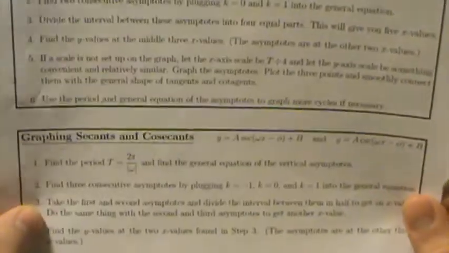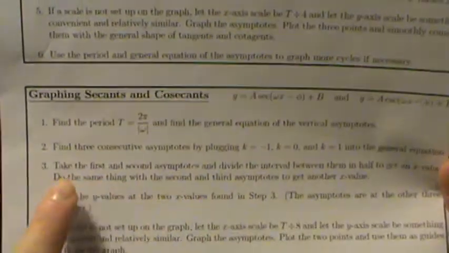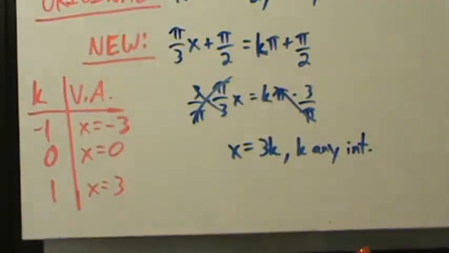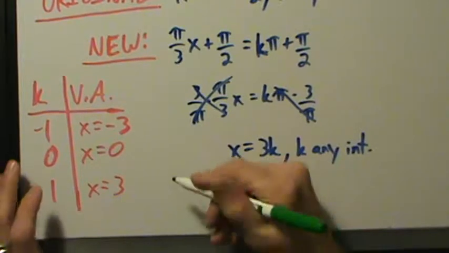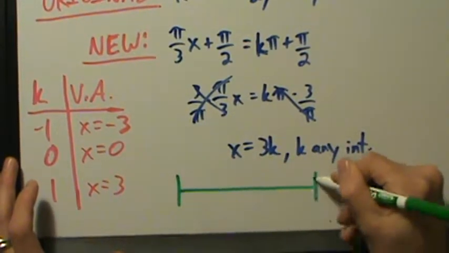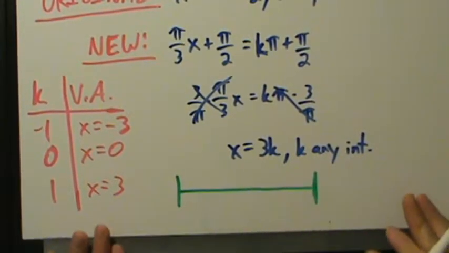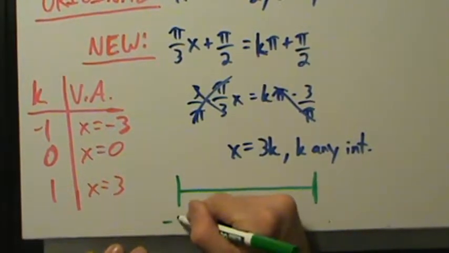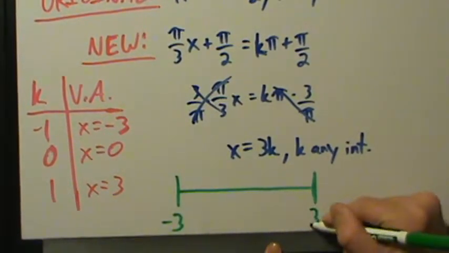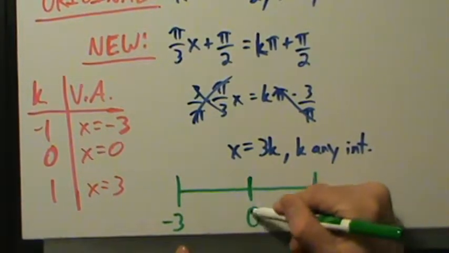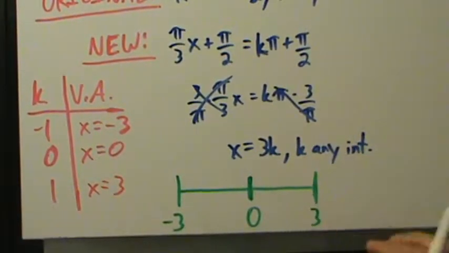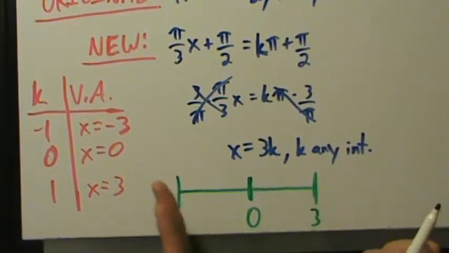Now step 3, take the first and second asymptotes and divide the interval between them in half to get an x value. Do the same thing with the second and third asymptotes to get another x value. Okay, so that kind of sounds like a mouthful, but it's actually pretty simple. And what we're going to do is set up our chart kind of like we did at this step for tangents and cotangents. Okay, but now our chart has 3 asymptotes on it. So it has -3, +3 is over here, and then exactly halfway in between them is going to be 0. Okay, so because we use 3 consecutive asymptotes, we have 3 numbers like this here.